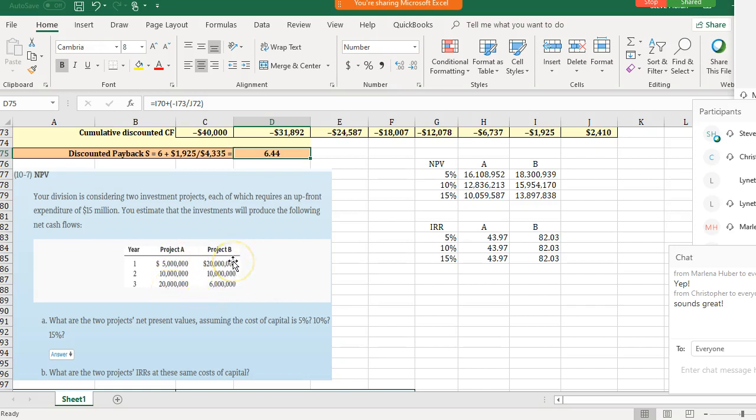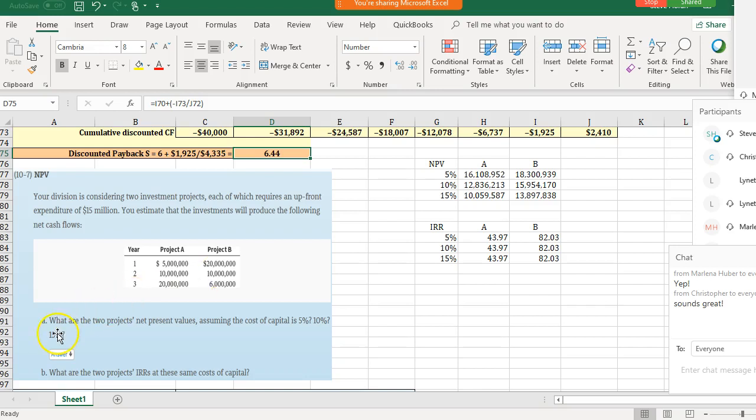For Project B, the biggest year is year 1. And keep in mind that the further away we get from today, think of today as time 0, the more that time value of money impacts the answer. So 20 million in 1 year is not discounted as much as 20 million in 3 years. So I just want you to visually appreciate that.